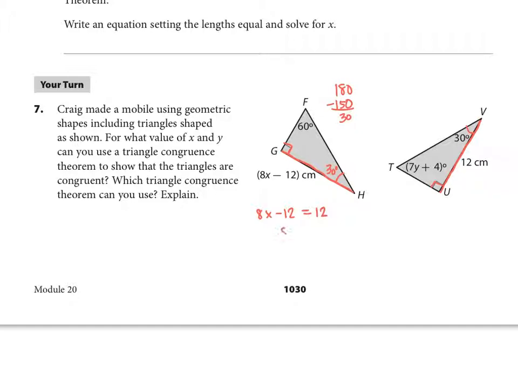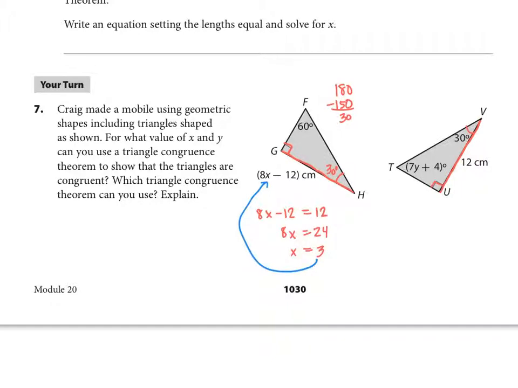If the value of x, I'm going to add 12 to both sides. If the value of x is 3, that's what's going to make that 12 centimeters, right? If we plug 3 back into x up here, we get 12, because that's 8 times 3 minus 12. So if angle G is 90 degrees, this is 12 centimeters, this is 30 degrees. All right, this is 90 degrees at angle U, this is 12 centimeters, this is 30 degrees. So we could actually say that the triangles are congruent.